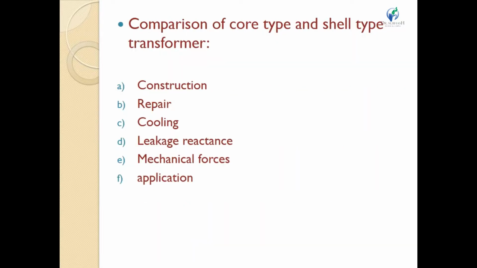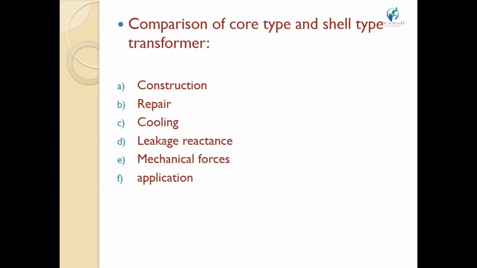We also compare the core type and shell type transformer windings. Here are the main points on which the comparison is concluded. The first one is construction. The core type transformer can be easily assembled compared to the shell type transformer. The second point is repair. Repair is easy in the core type because more of the winding is easily accessible. The core type transformer winding can be removed easily for repair.